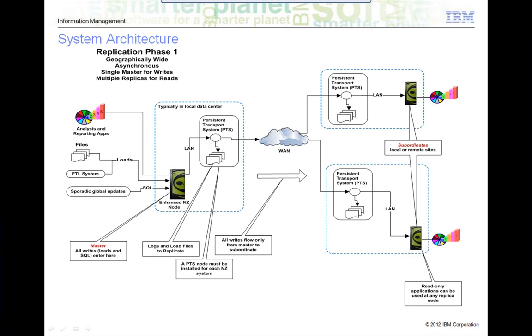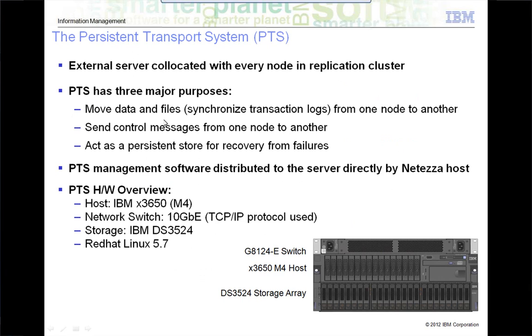Okay. Now let's take a deeper look at the persistent transport system. This is an external server co-located with every node in the replication cluster, every Netezza appliance. So PTS has three major purposes. It is used to move data and files, what we call transaction logs, from one node to the other. It is also used to send control messages from one node to the other. And it also acts as a persistent store for recovery from failures. So you keep the transaction logs there, so if something goes wrong, you may be able to recover from that failure using the persistent logs, but I'm going to talk about that a little bit in detail later.